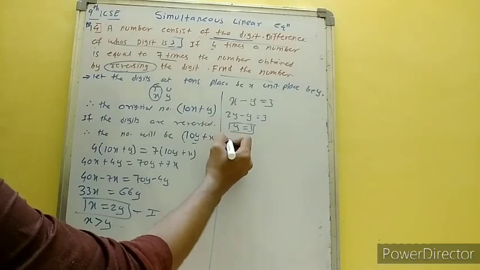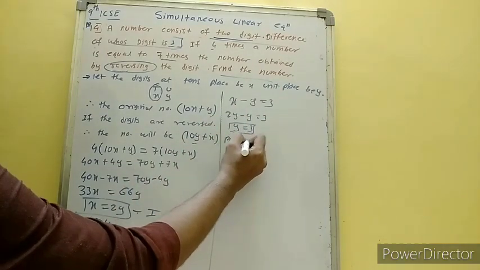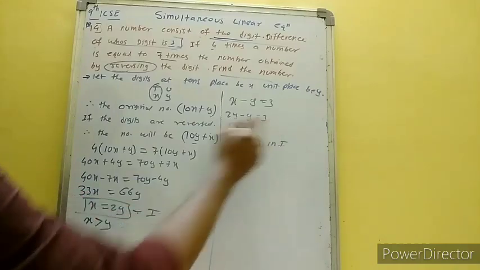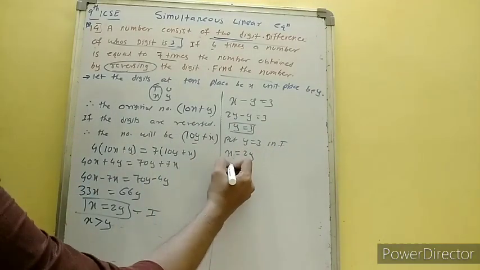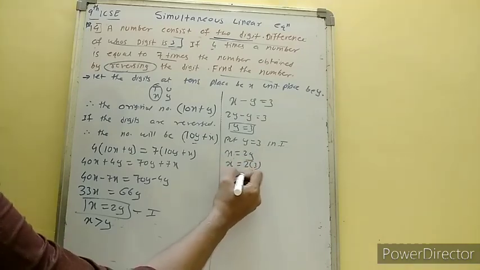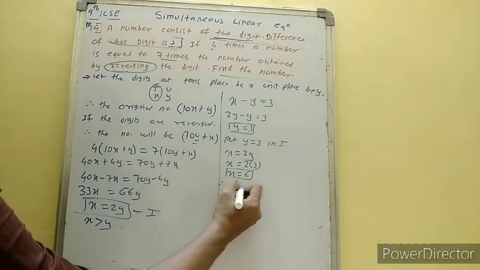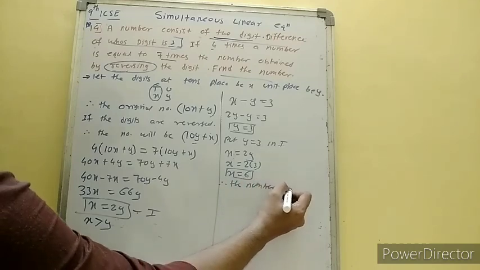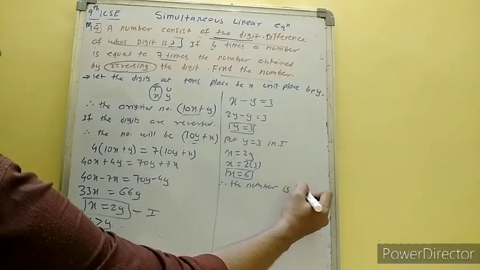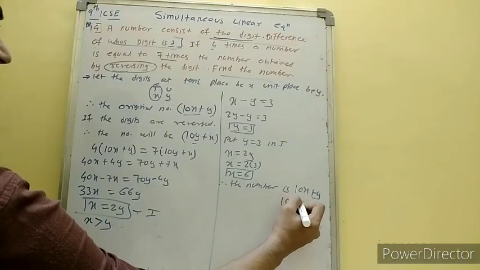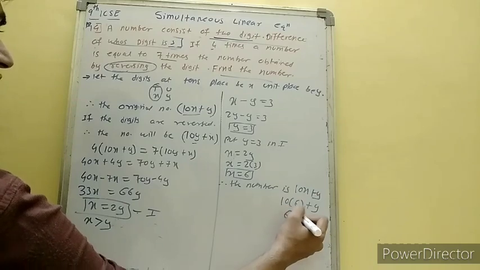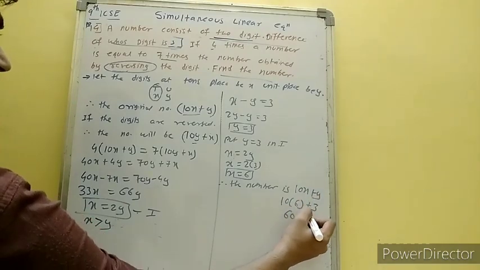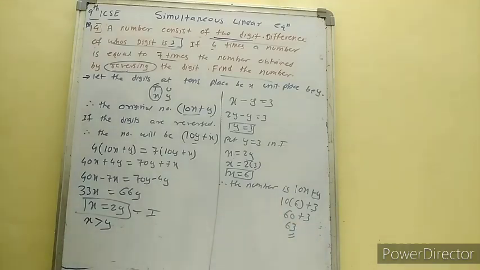They have asked to find a number. So I'll put y is equal to 3 in 1. What is 1? X is equal to 2y. I told you 2 into 3. X is equal to 6. Therefore the original number is 10x plus y. 10 into 6 plus y. 60. Y means 3. 60 plus 3, it is 63. So this was the 14th one where you need to find out the 2-digit number when digits are reversed and all.